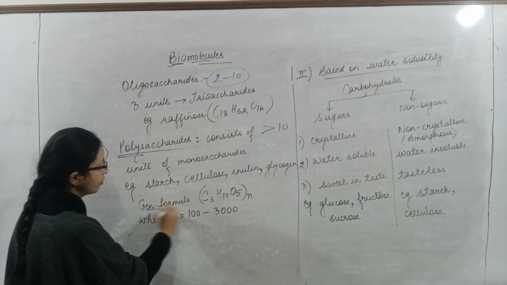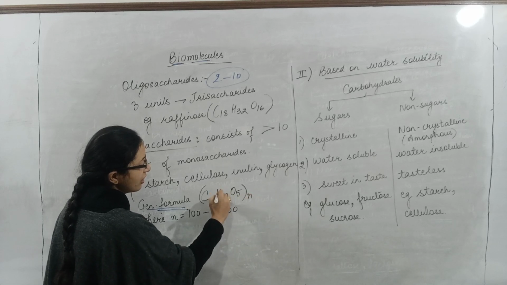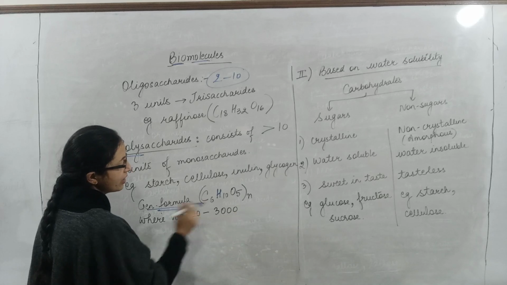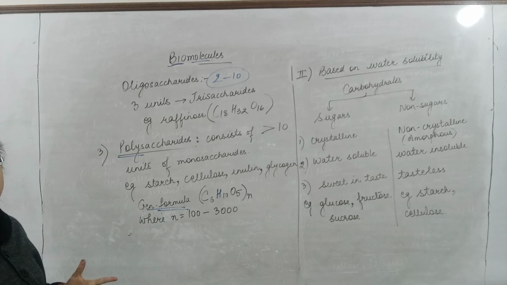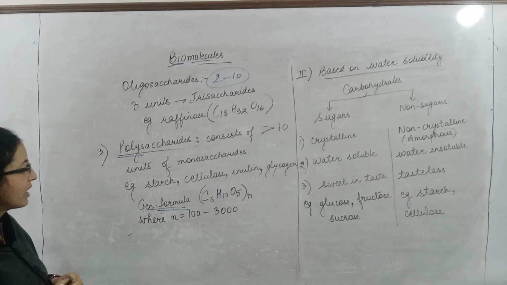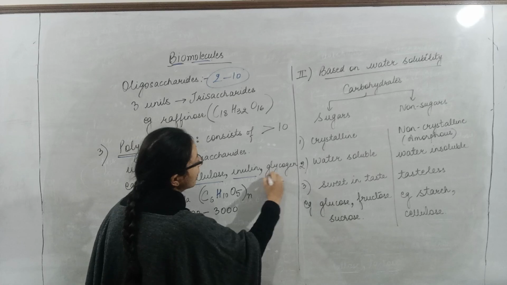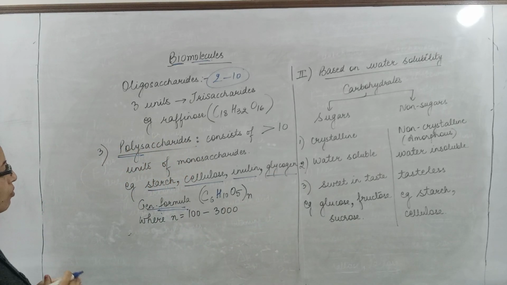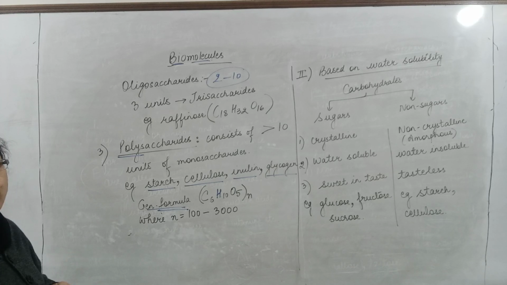What is the general formula for these? C6H10O5 whole n times. Now this number n is an integer which varies from 100 to 3000. Generally, polysaccharides are made up of a large number of monosaccharide units. The common examples are starch, cellulose, inulin, glycogen. And polysaccharides may be made up of a single unit or a combination of 2 or more units.